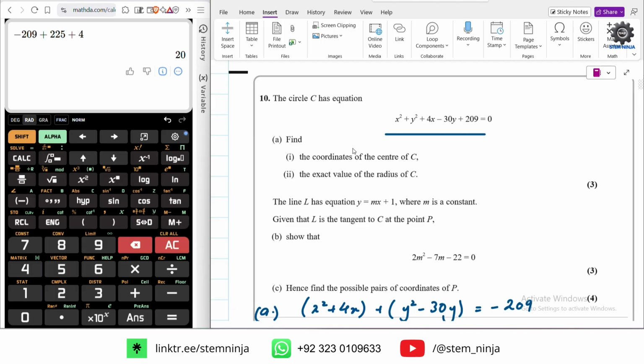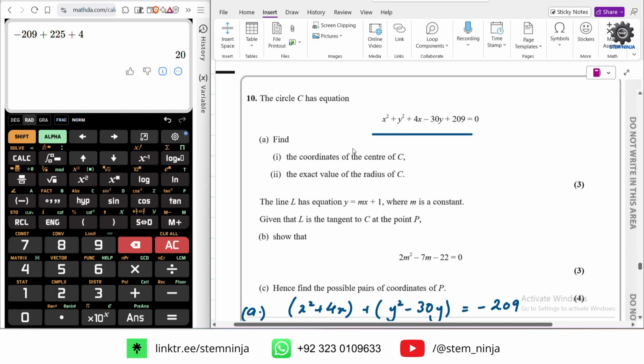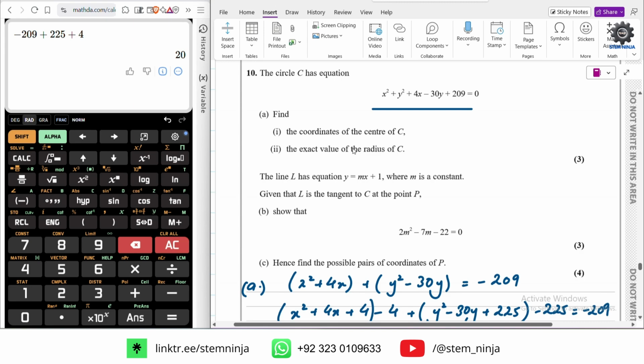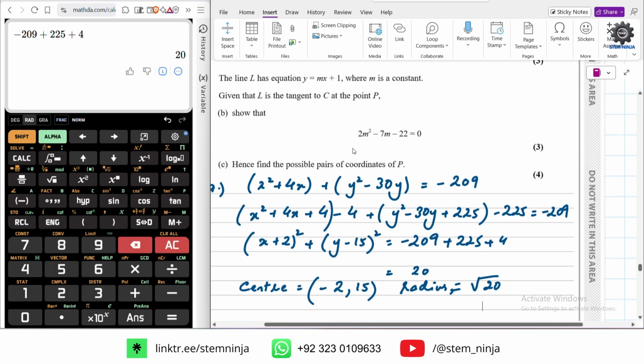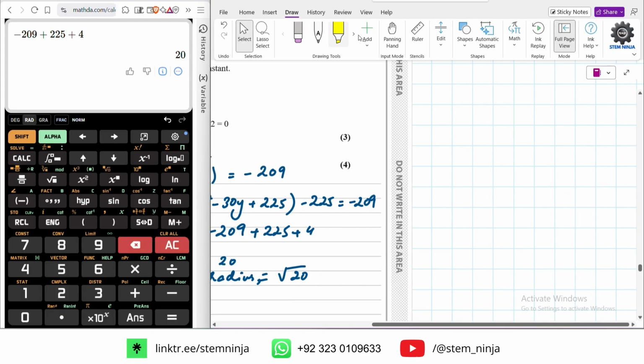Tangent to C at point P means that it's meeting the curve at only one point. So we know that we would have to plug this mx + 1 into the equation, and that would be a very long equation. Let's see alternatively what we can do over here. So you have (-2, 15) over here, so let's try to make a diagram before we make sure that there is no other way.